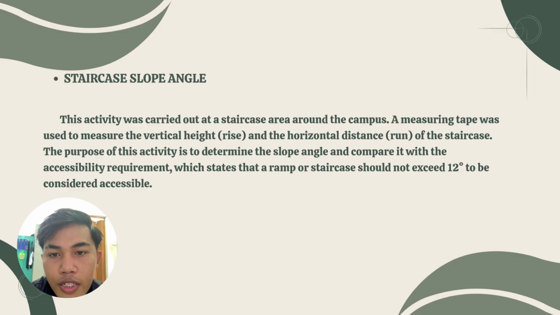So, the next activity that we chose is staircase slope angle. This activity was carried out at a staircase around the campus. A measuring tape was used to measure the vertical height, the rise, and the horizontal distance, the run, of the staircase. The purpose of this activity is to determine the slope angle and compare it with the accessibility requirement, which states that a ramp or staircase should not exceed 12 inches to be accessible.